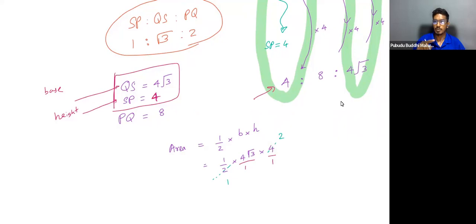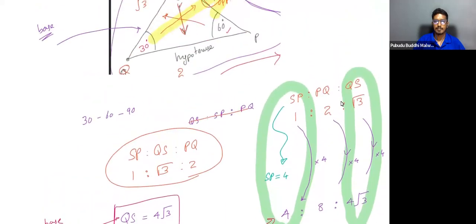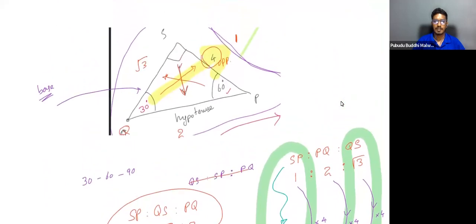I did divide both terms by 2. Then 4 root 3 into 2 over 1. That is, I can multiply 4 times root 3 times 2 over 1, because that's the operation between 4 and root 3, multiplication. Then let me multiply 4 and 2, that is 8. 8 times root 3, that is 8 root 3. That's the area of the triangle.